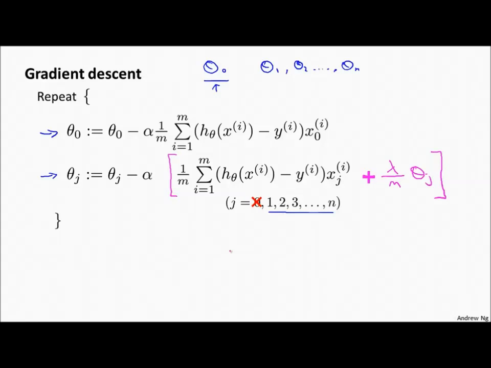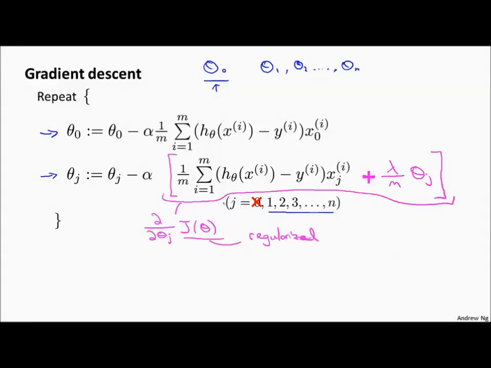I'm not going to do the calculus to prove it, but if you look at the term written in square brackets, if you know calculus, it's possible to prove that that term is the partial derivative with respect to theta j of J of theta, using the new definition of J of theta with the regularization term. And similarly, this term up on top, which I'm drawing in the cyan box, is still the partial derivative with respect to theta 0 of J of theta.